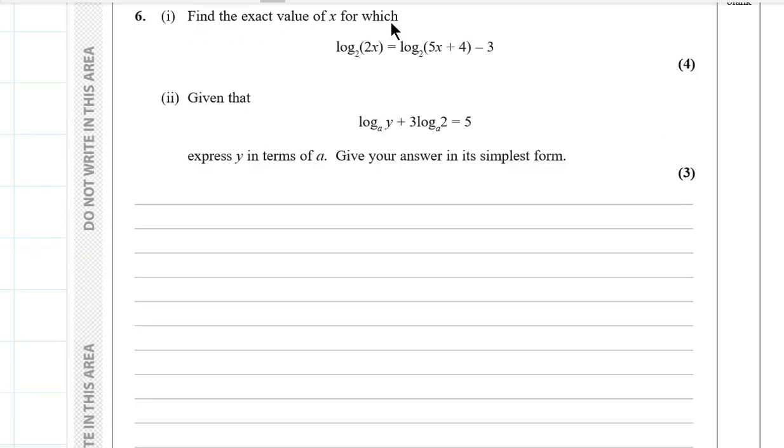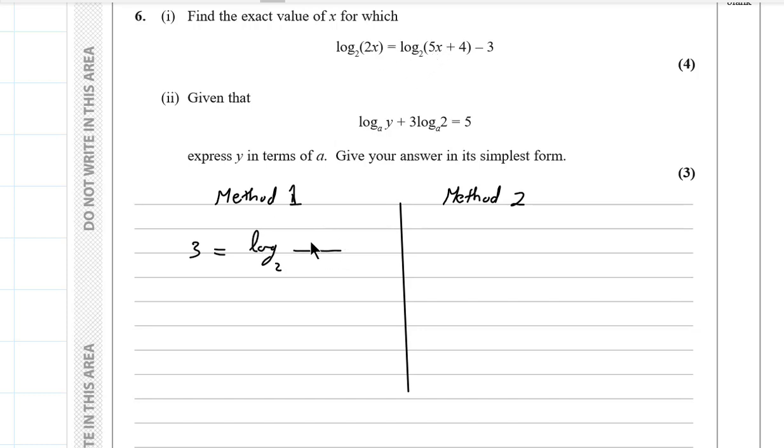6i, find the exact value of x for which log base 2 of 2x equals log base 2 of (5x plus 4) minus 3. We have two methods to solve such a problem. Method number 1: I will move negative 3 to the left side with positive 3, and then move log base 2 of 2x to the right side with a negative sign. So I will have on the right side log to the base 2 of 5x plus 4, minus log of 2x. Log minus log is the log of the division, which is (5x plus 4) divided by 2x.